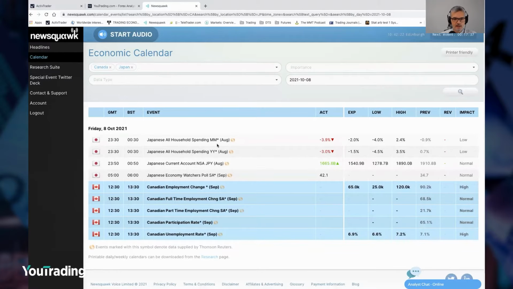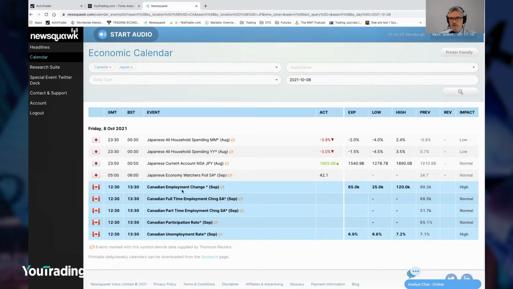Looking at the calendar, we had Japanese household spending out this morning. That was down and below expectations, so one of the reasons why the yen is particularly weak today. We also had current account data and another poll from Japan's economy.